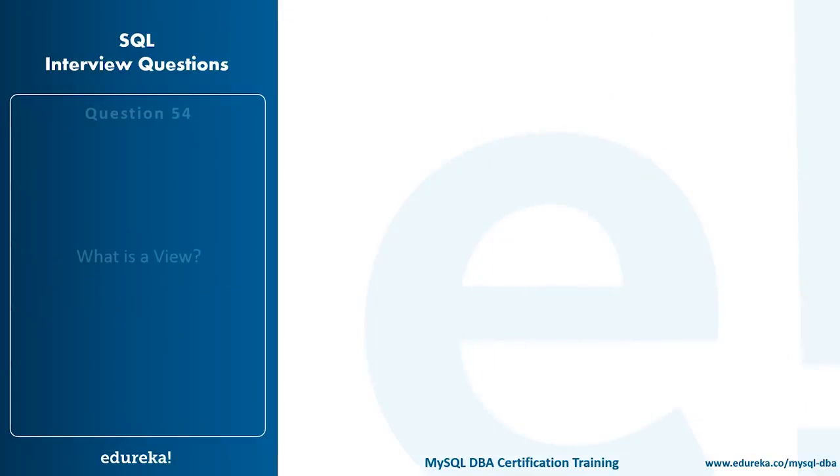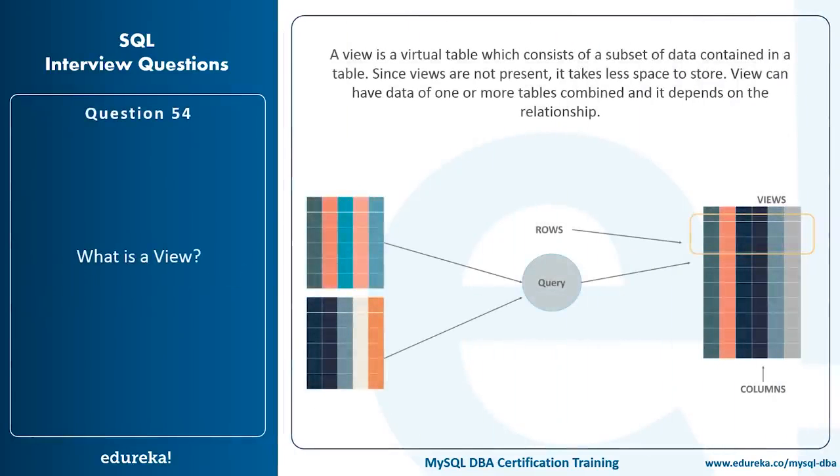Now let's move forward to our next question. What is a view? A view is basically a virtual table which consists of a subset of data contained in a table. Since views are not physically present, they take less space to store, and views can have data of one or more tables combined based on the relationship.